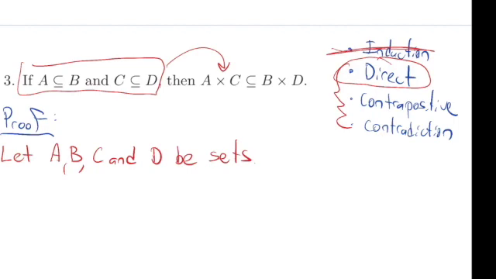And it's nice when we're writing these out, before I use A, B, C, and D to explain what they are. So these are all sets. They're not numbers or anything else. They're not matrices. We're dealing with sets. And we'll assume A is a subset of B, C is a subset of D. And now we want to prove that A cross C is a subset of B cross D.